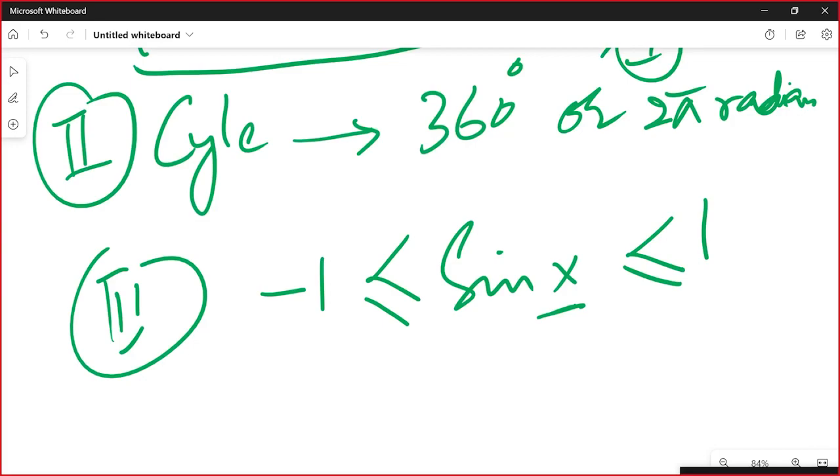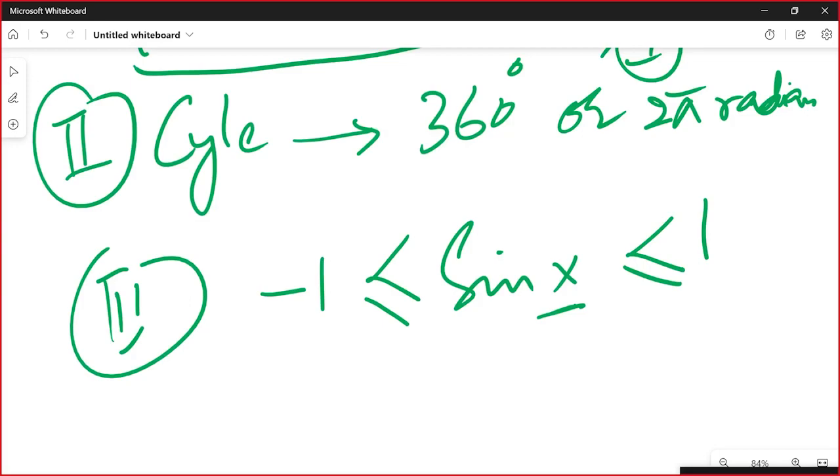The domain would be on the x. The domain is what is in the input. So this was a chapter which you covered earlier, domain and range. So you are changing theta, or x, from 0 to 360, and the values would be in between -1 to 1. Got that?